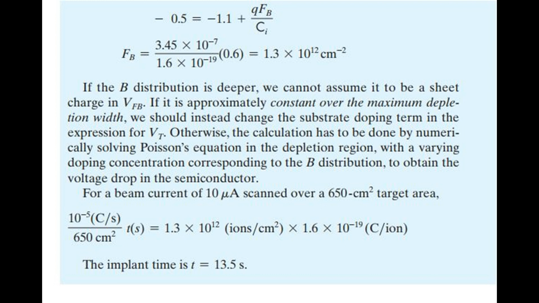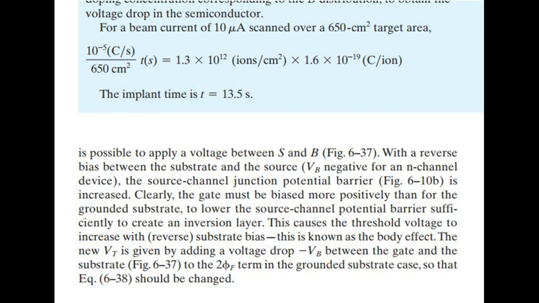In the derivation of EQ 649, for current along the channel, we assumed that the source S was connected to the substrate B, Fig 627. In fact, it is possible to apply a voltage between S and B, Fig 637. With a reverse bias between the substrate and the source, bias voltage negative for an N-channel device, the source channel junction potential barrier, Fig 610b, is increased. Clearly, the gate must be biased more positively than for the grounded substrate, to lower the source channel potential barrier sufficiently to create an inversion layer.